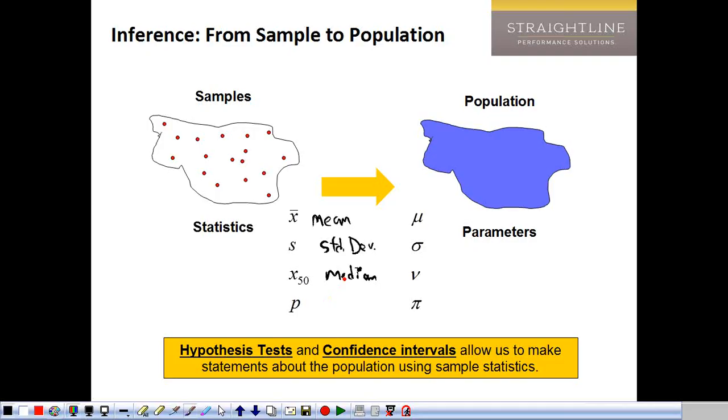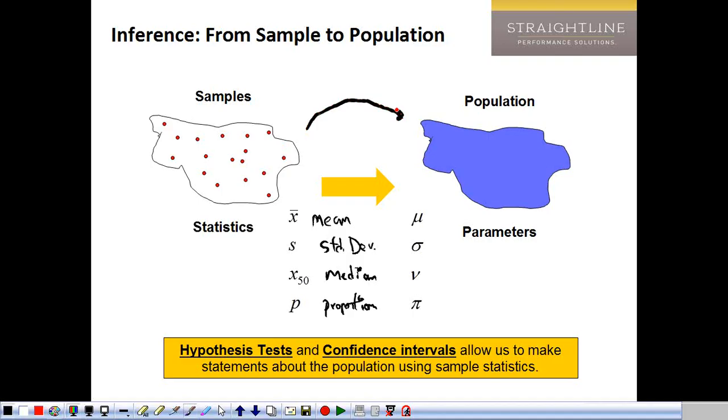Remember the whole discussion about capability. Capability is a proportion, a special one that says proportion good or proportion bad. But we could think of it as whenever I have attribute data, or discrete data or category data, I can think of the proportion of coin flips that come up heads. That's a proportion too. Or the proportion of patients at a hospital that are male. That's a proportion. So P stands for proportion. Or it's okay to think of it as percent.